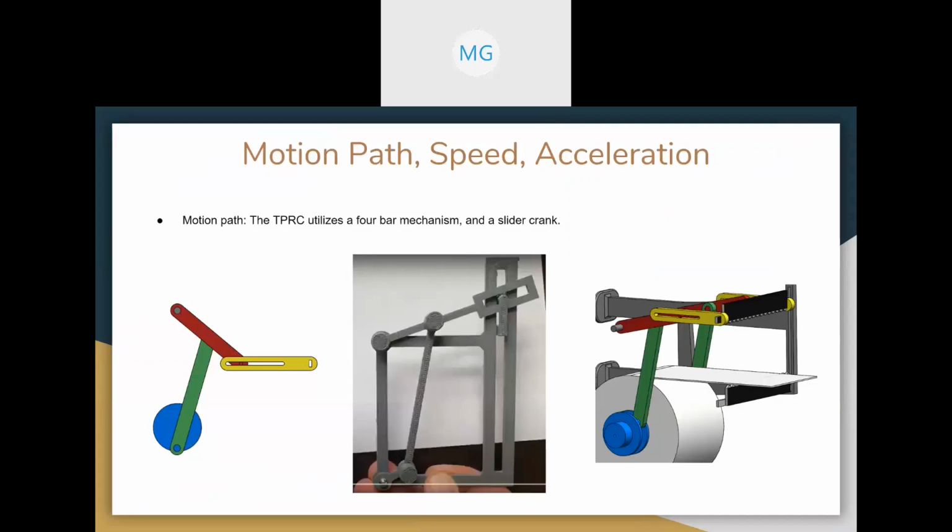This mechanism utilizes two different sorts of mechanisms. It uses a 4-bar to translate rotational motion from the motor into a harmonic up and down motion, which then translates to an up and down motion for the cutting of the toilet paper.